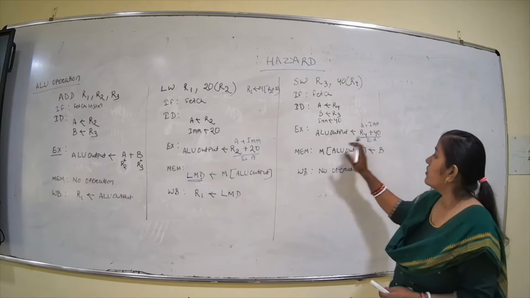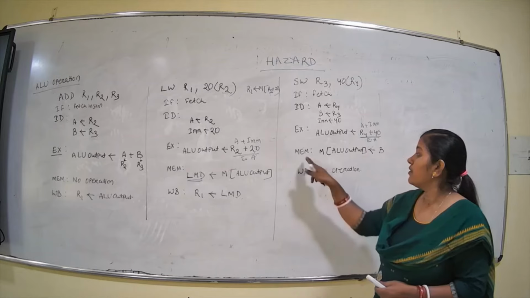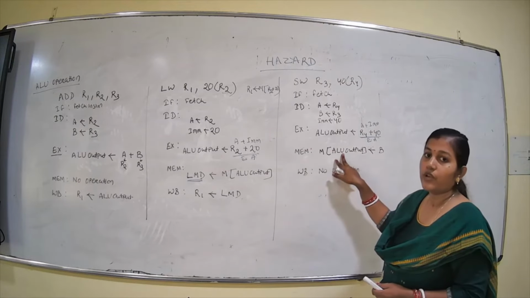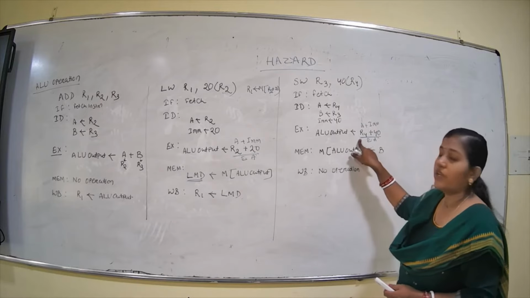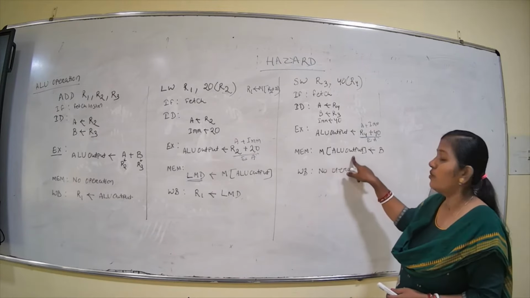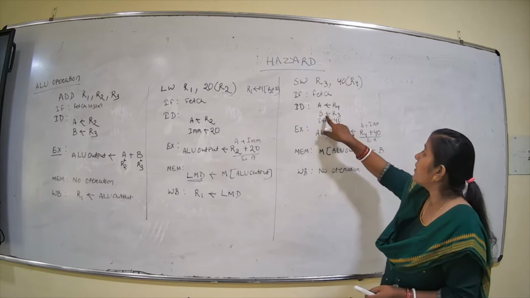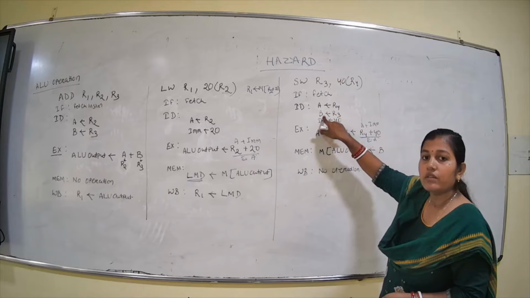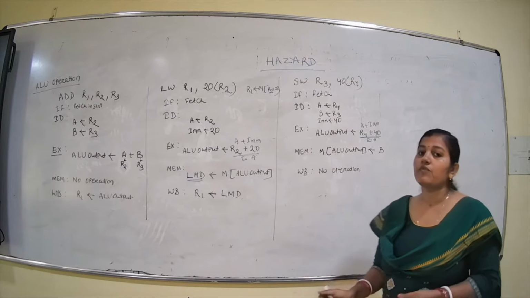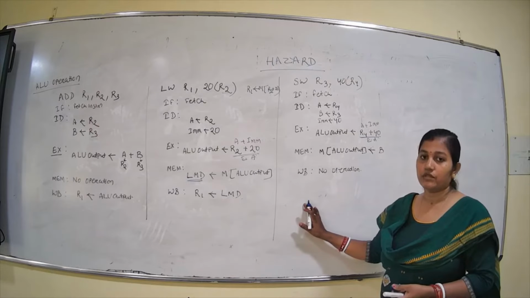Now, what does store mean? In the memory stage, you will write into the memory. At which address will you write? That is your ALU output, the effective address. Memory of ALU output. What will you write? The content of R3. The content of R3 is present in the temporary register B. So B will be written into the memory at the ALU output. Write back, no operation.